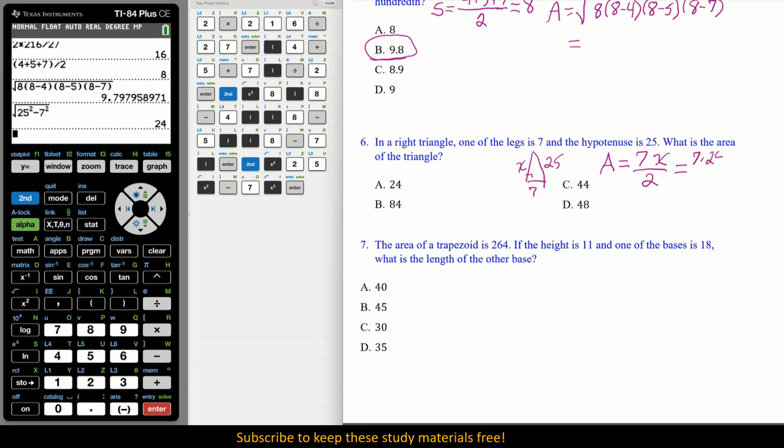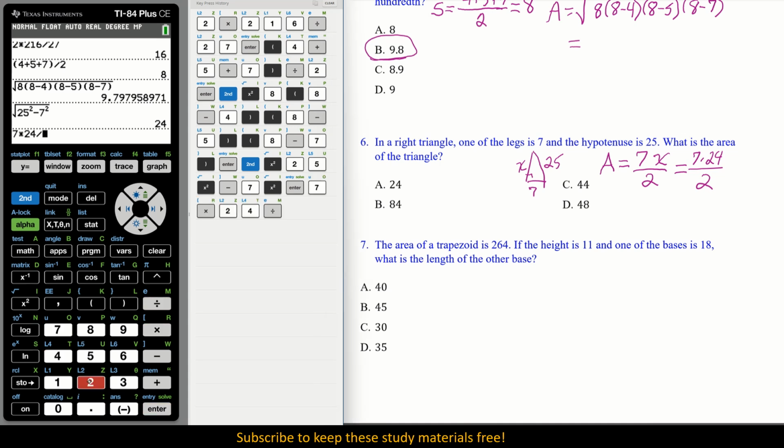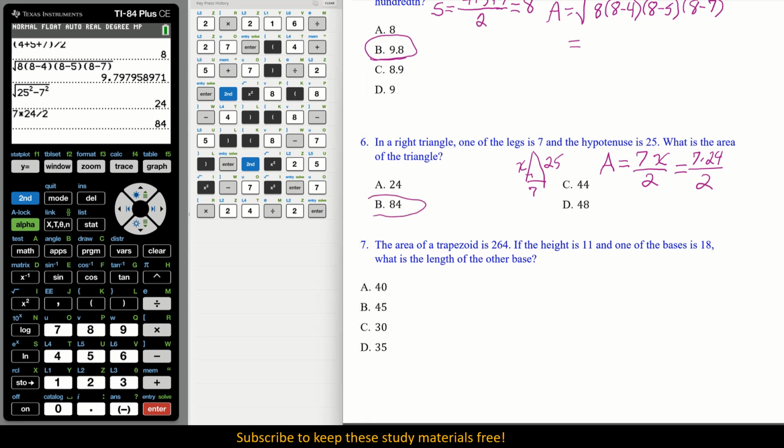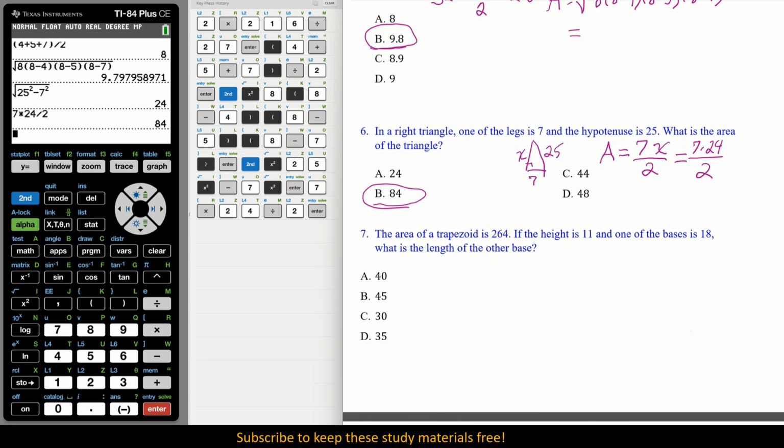So what do we have? 7 times 24 divided by 2. We'll just go ahead and put it in the calculator as is. 7 times 24 divided by 2, and the area is 84. And yes, that is correct. See, so you really didn't need a picture if you could already visualize. It's a very basic right triangle. But it's good if you can't see it right off.